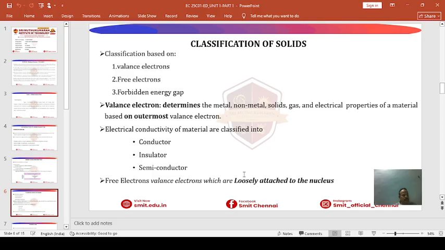Based on this, we can say the materials are classified based on the valence band, free electrons, as well as the forbidden gap. The valence electrons determine whether it is a metal or non-metal, a solid or gas, and the electrical properties of the material are based on the outermost free electrons, also called valence electrons. So the electrical conductivity of the material can be classified as conductor, insulator or semiconductor. Free electrons are the ones which are freely revolving around the nucleus, but loosely attached to the nucleus in the outermost orbit.